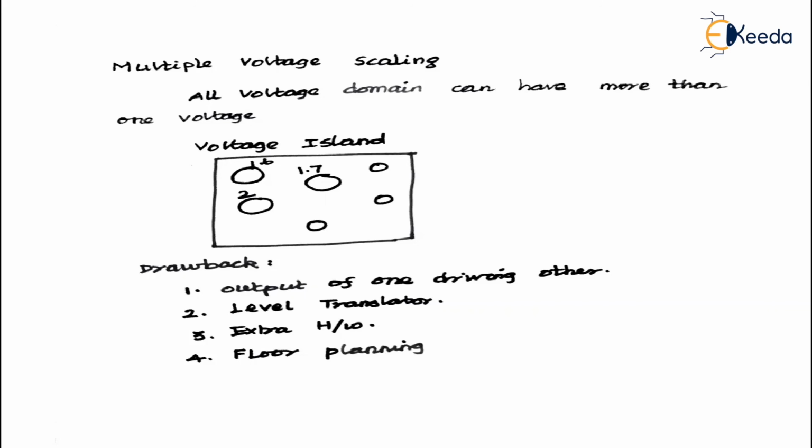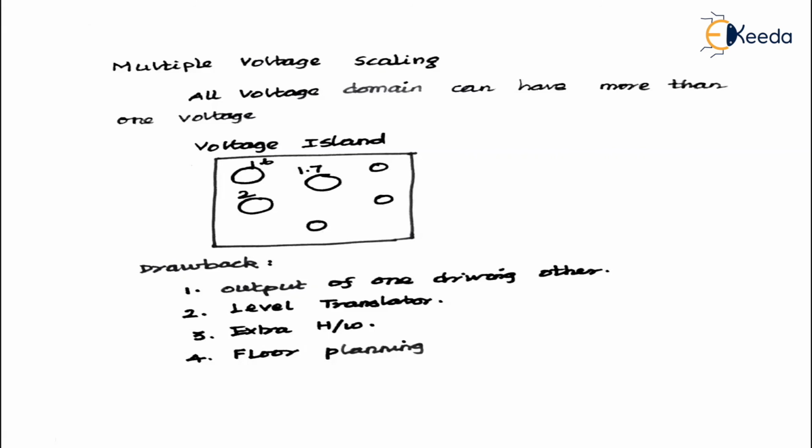See, I have drawn 3 circles over here. One is driven by 1.6 volt, this is a 1.7 voltage island, and this is a 2 voltage island. These are the various circuitries, and this circuitry at one time may need 1.6 volt, at another time it may need 1.7 volt, or at another time it needs 2 volt. So what is the drawback over here?